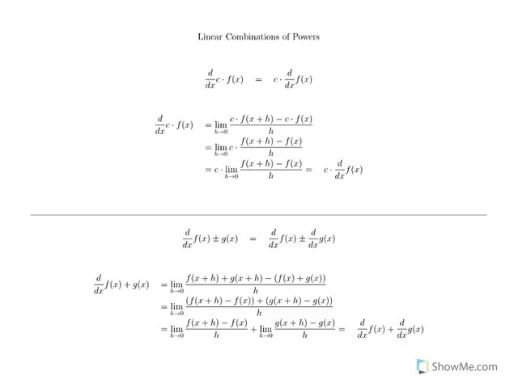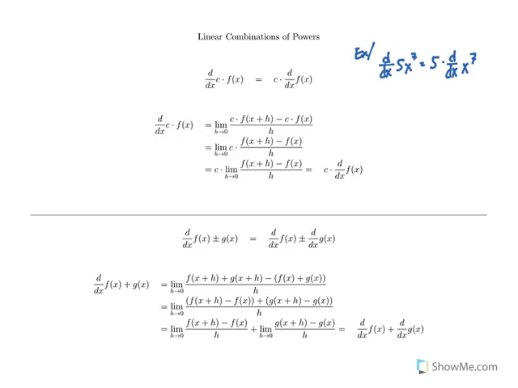So the first one is the derivative of a constant times a function. That's what we did in the example on the previous page with 5x to the 7th. So if you want to take the derivative of a constant times a function, you're going to bring the constant out in front of the derivative and then take care of the function. So for example, the derivative of 5x to the 7th, we wrote as 5 times the derivative of x to the 7th.